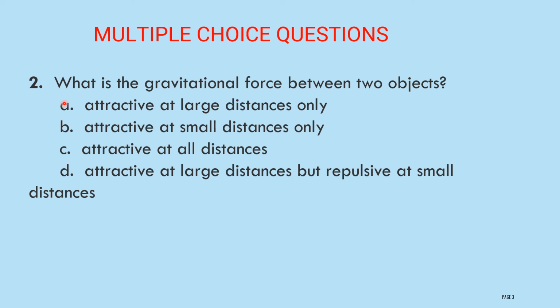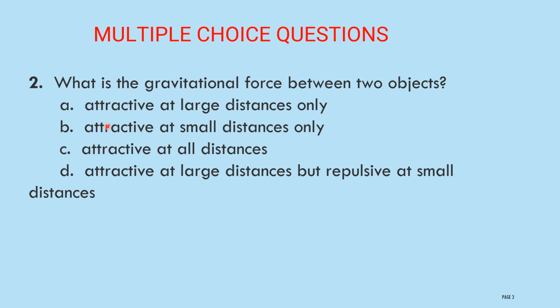Second question: what is the gravitational force between two objects? You know the universal law of gravitation. Every object on the earth will attract each other. Even the earth has gravitational force, and it attracts all objects towards itself. Here they are asking whether it depends upon the distance or not.